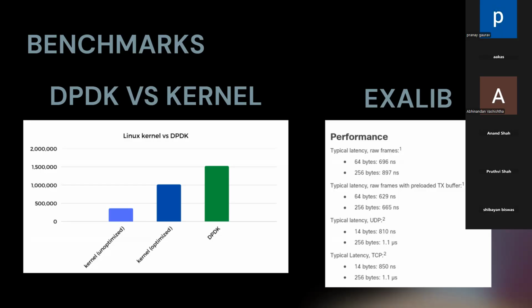So as you can see, there is a big throughput difference between an unoptimized kernel and DPDK, which is basically direct access from the network card to our application and back. On the other side, we're talking about ExaLib, which is Cisco's library for Exanic network cards. Cisco has acquired Exanic, so it is currently the lowest latency solution available. When sending raw frames, we're in the range of 700, 800, lower than a microsecond latency.